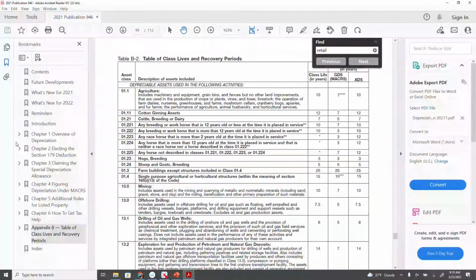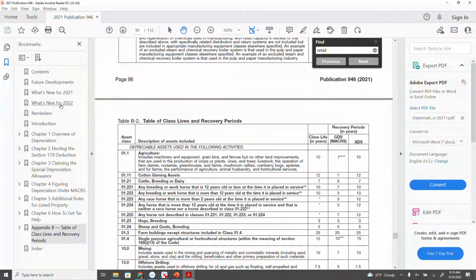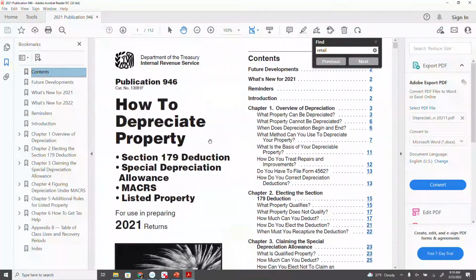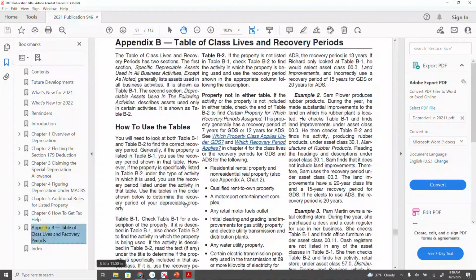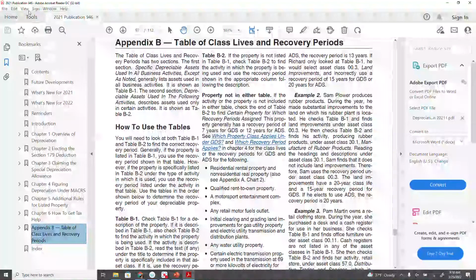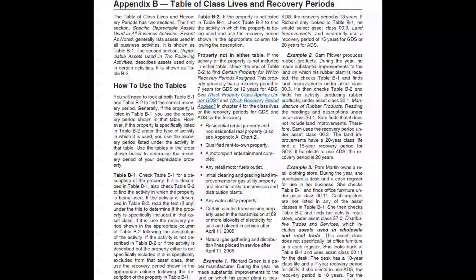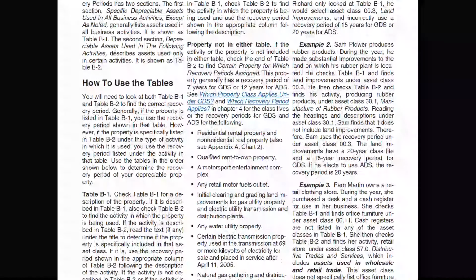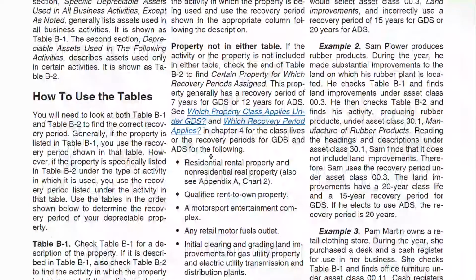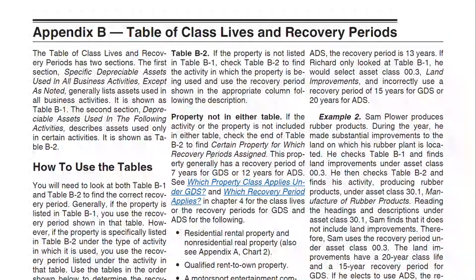So now to do that, we're going to use this document that you can download from the IRS site, or I have also posted a link to the openeducator.com where you can find this document. So we'll jump into appendix B, the property class lives and its recovery period. It has 2 tables, appendix B1 and B2.